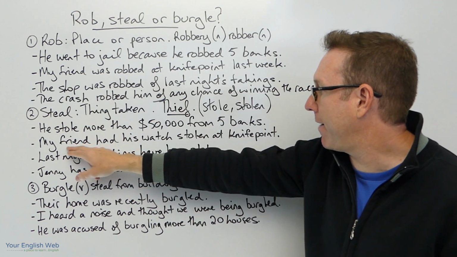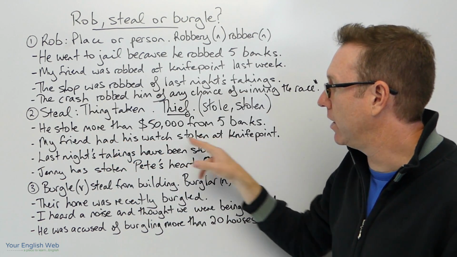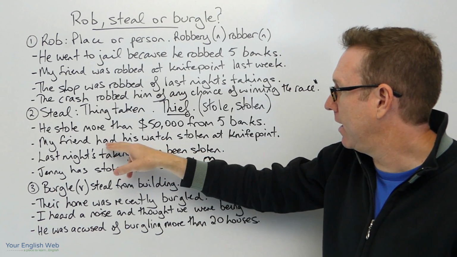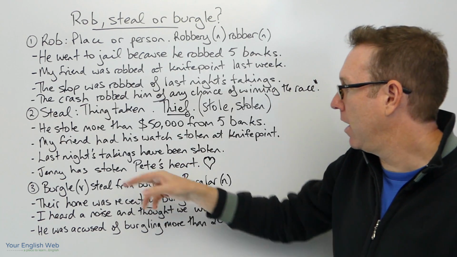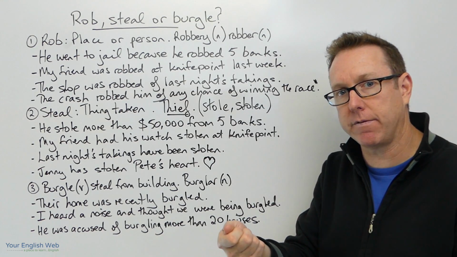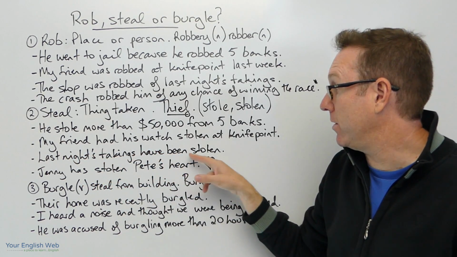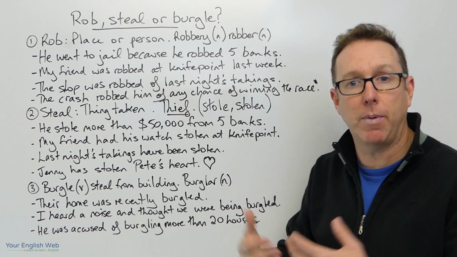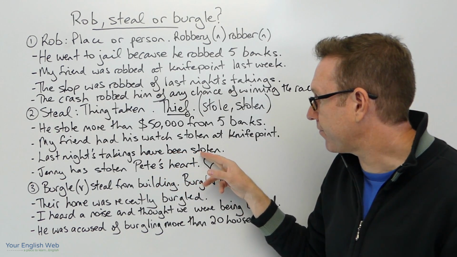Next one. My friend had his watch stolen at knife point. The watch, the thing stolen. Again, here, my friend had his watch stolen, passive, again with the knife. Unlucky, my friend. Last night's takings have been stolen. Again, passive. We don't know by whom. Last night's takings have been stolen.